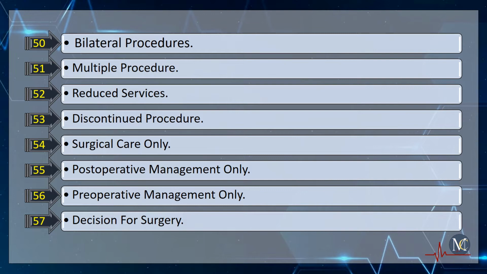Modifier 57 is used in the CPT coding system to indicate that an evaluation and management service resulted in the decision to perform a major surgical procedure. It indicates that the evaluation and management service was significant and separately identifiable from the decision to perform the surgery.